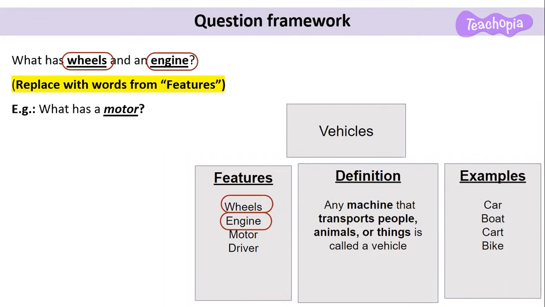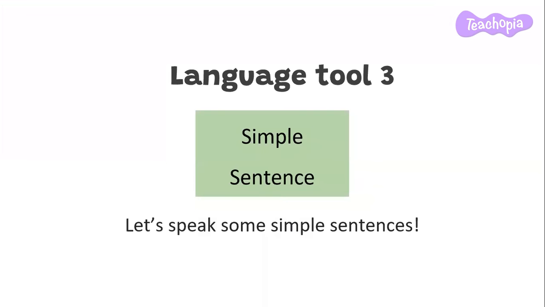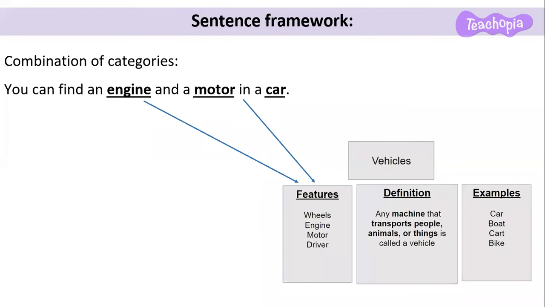So here we see how developing a vocabulary set and putting words in different categories helps us use those words and come up with more questions in a question framework. Now, language tool number 3 is simple sentences. How do we use the same thing in a simple sentence? Here, we have a combination of categories. You can find an engine and a motor in a car.